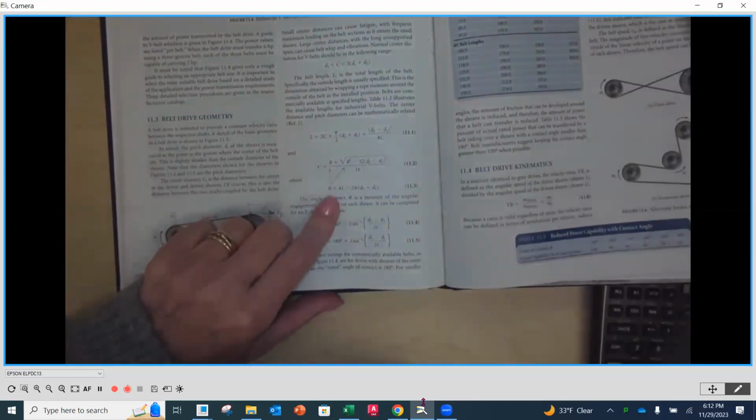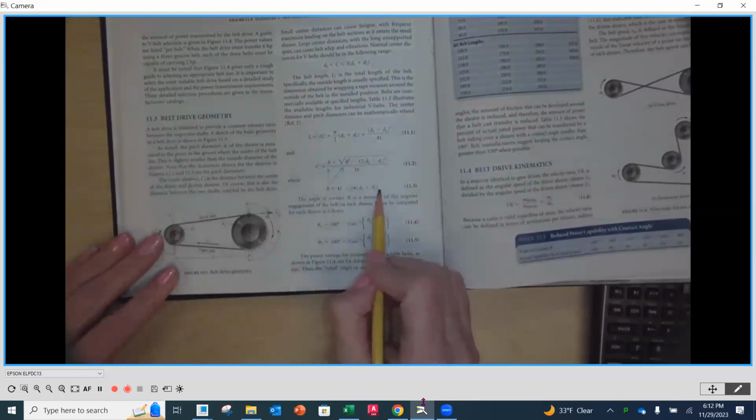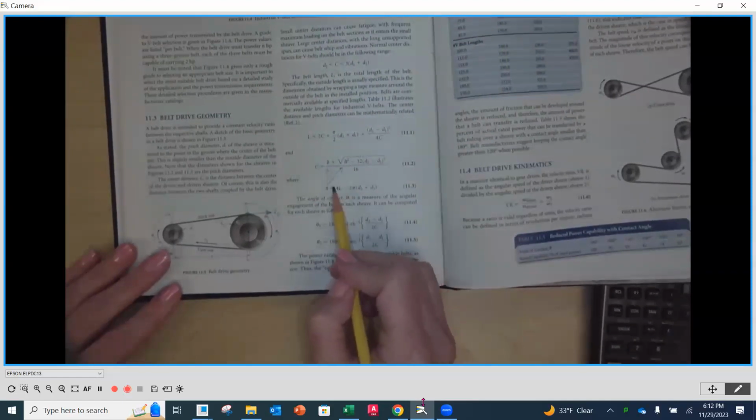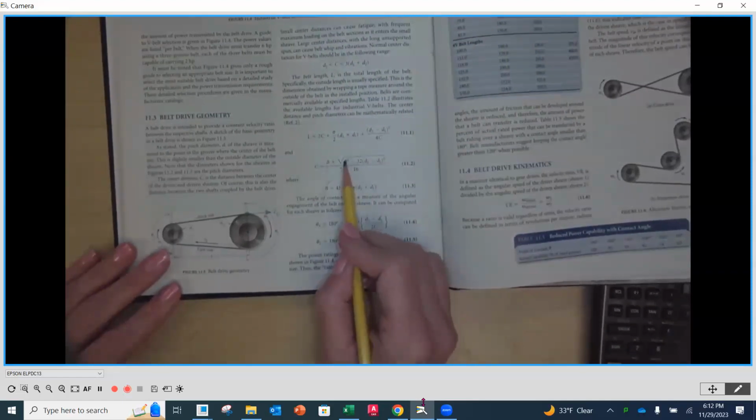Now this B is really nothing. It's only to make the equation shorter, so we're going to calculate B first. B is not an actual variable. Otherwise you would have to put this in for this B and this in for that B. It's kind of a nothing variable, just a step in the equation. B is going to be equal to 4 times L minus 2 pi times (D2 plus D1).